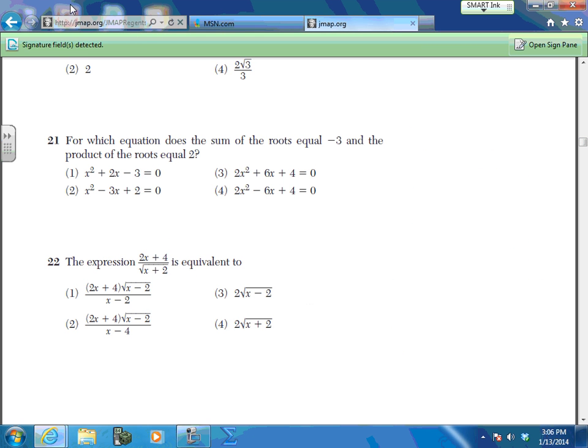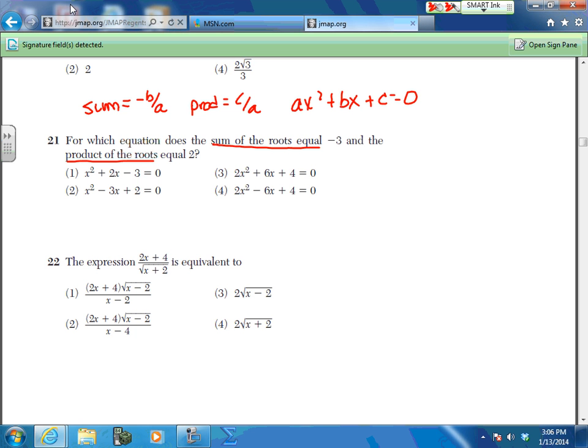Okay, and number 21, here's a question that asks the sum of the roots and the product of the roots. And these are those two little formulas. Your sum of the roots, negative b over a. Your product of the roots, c over a. They're your coefficients from your quadratic. Now, for which equations is the sum equal to negative 3 and the product equal to 2?